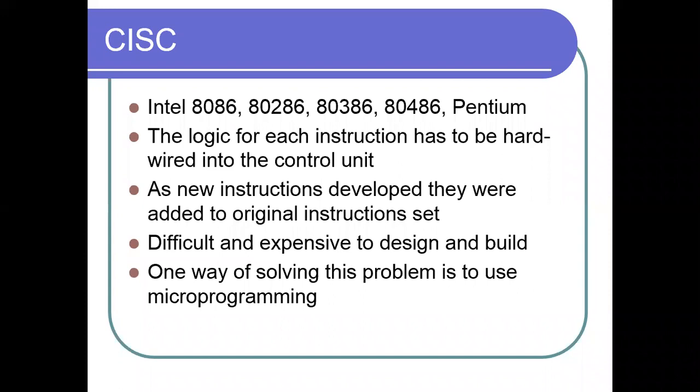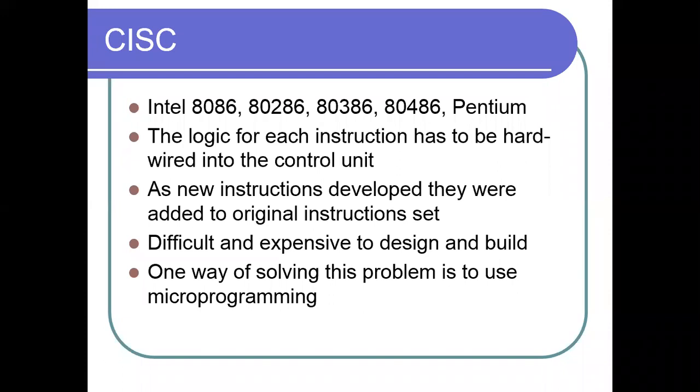So Intel 8086, 286, 386, 486, Pentium, all those were having this complex instruction set computer. The logic for each instruction has to be hardwired into the control unit. As multiple operations are there, we have to hardwire everything into a control unit. So we know what is meant by control unit. As new instructions develop, they are added into the original instruction set. So more and more complex instructions are created. It is difficult and expensive to design and build, because we are talking about creating complex instructions.